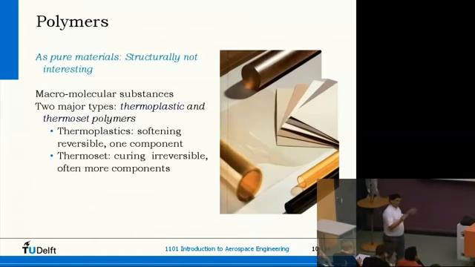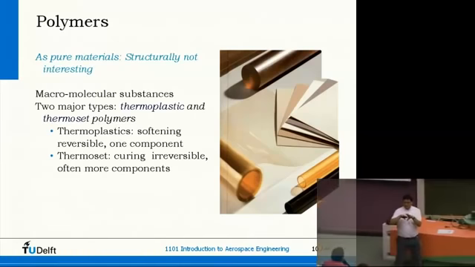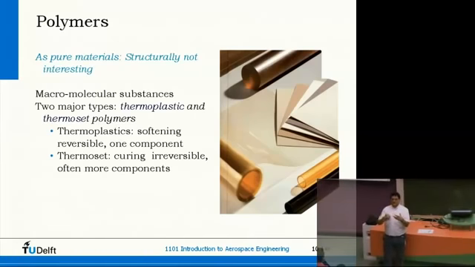Thermoset polymers are made by reaction. You have two components, you bring them together, they react, make a molecular network, and that whole process is irreversible. You cannot turn it around. So once you have cured your polymer, the shape cannot be changed anymore.